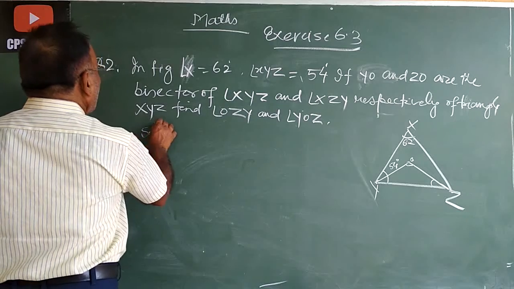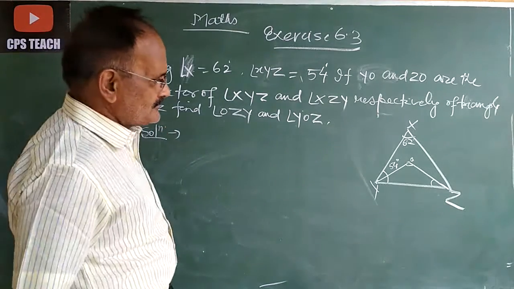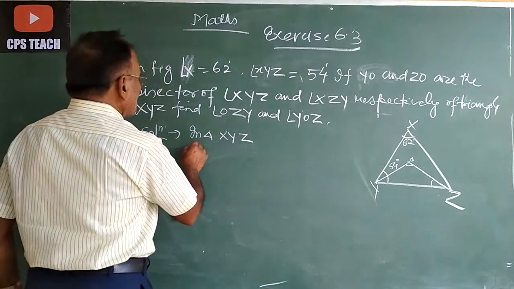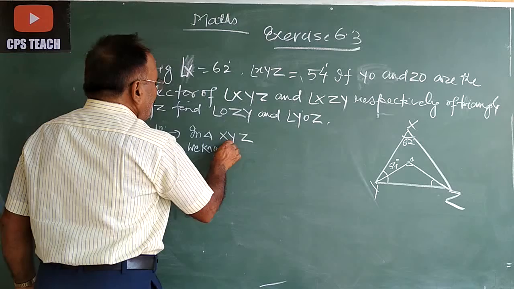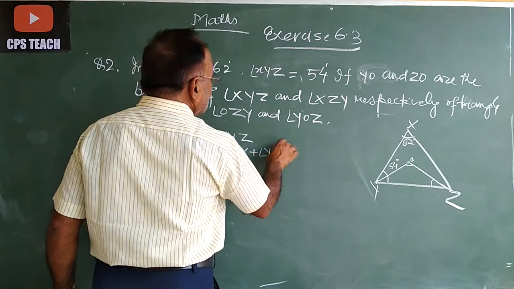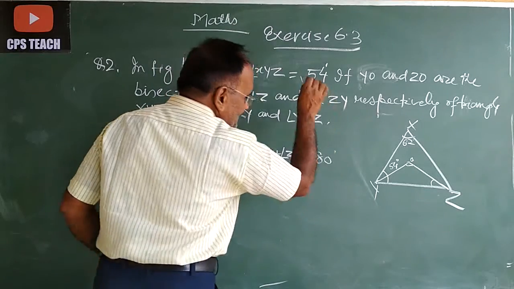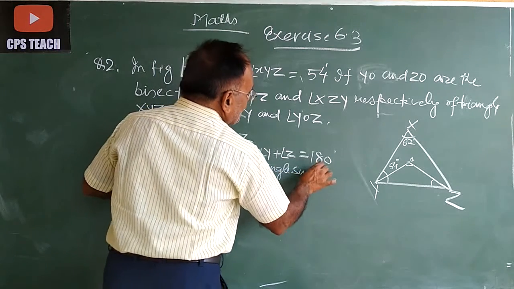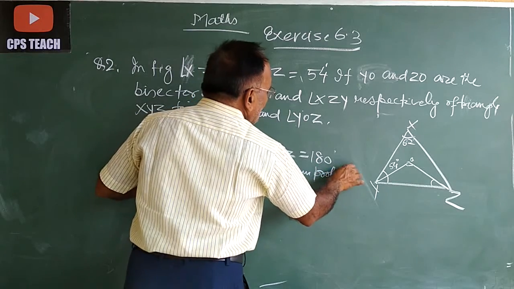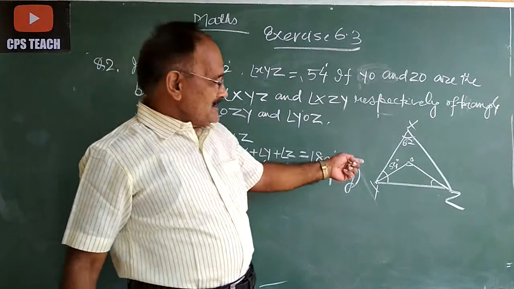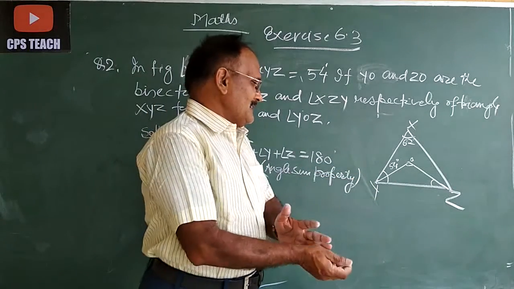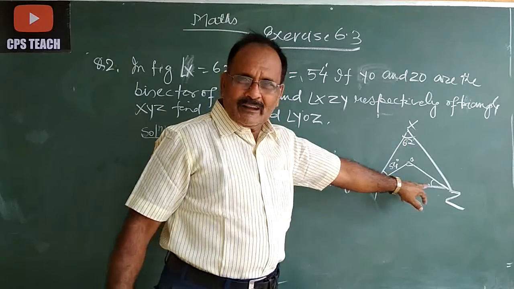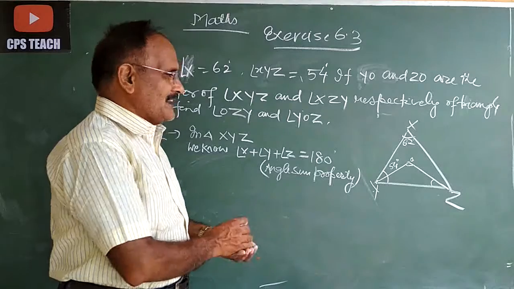Now, in triangle XYZ, we know angle X plus angle Y plus angle Z is equal to 180 degree, according to angle sum property. त्रिभुज का यह नियम है कि इसके तीनों एंगल का योग, इस त्रिभुज XYZ में एंगल X, एंगल Y और एंगल Z तीनों का योग 180 डिग्री होता है.